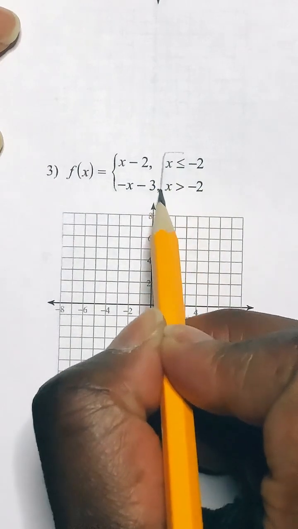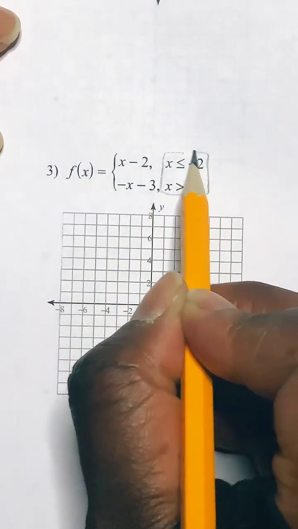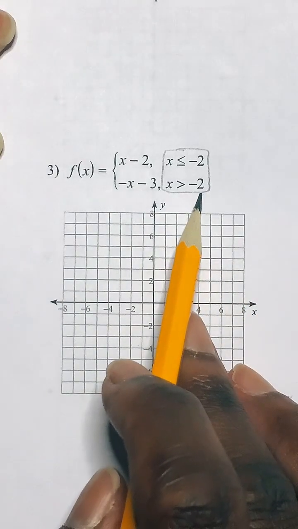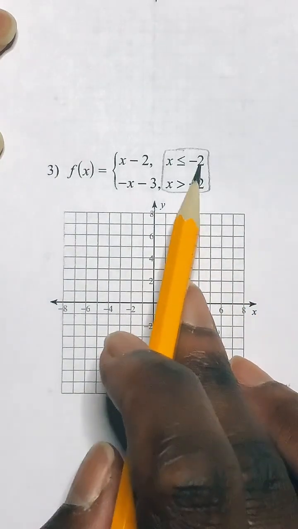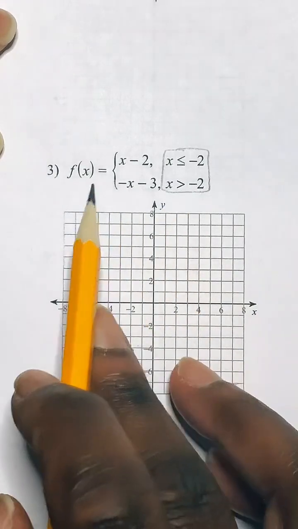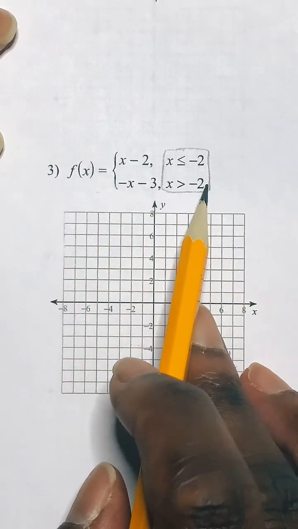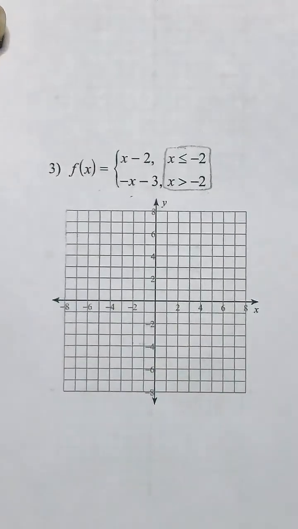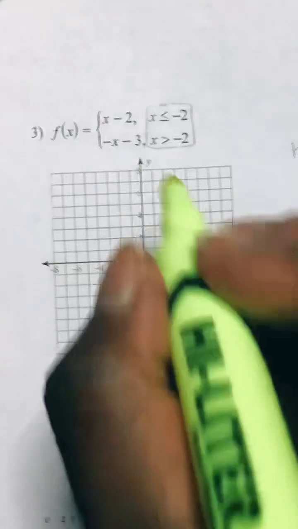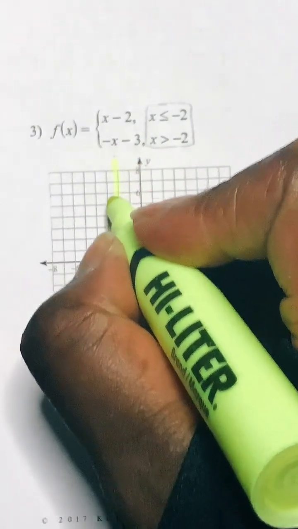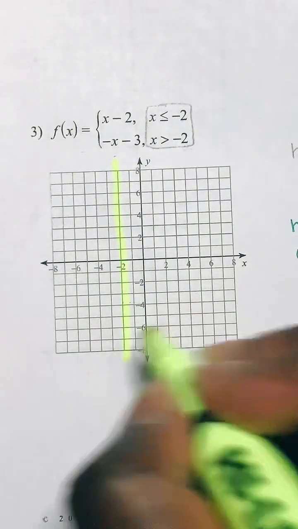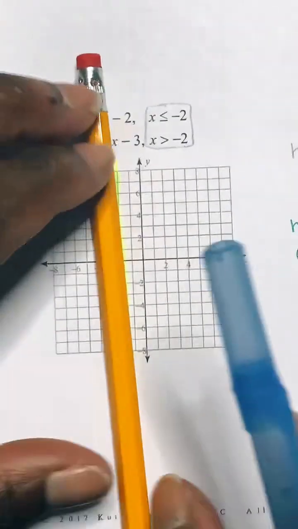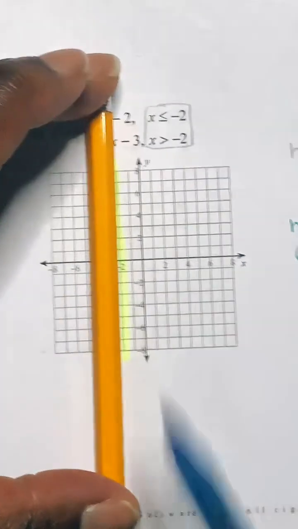Okay, going back to our inequality. Right now, my boundary line should be at -2. Remember, we go from right to left. So my boundary line should be at -2. I will highlight it, because I think some people said they liked that yesterday, and I will draw my line.